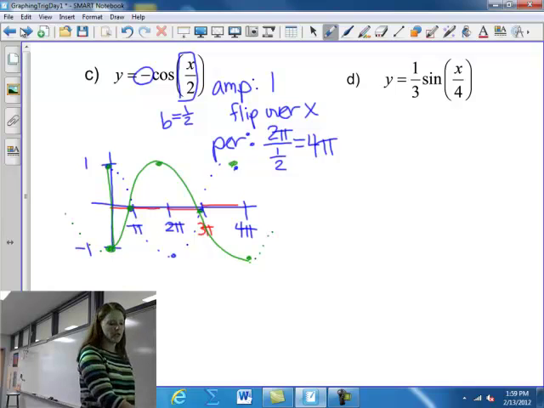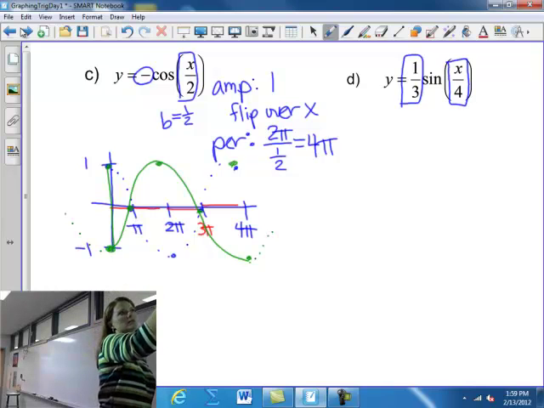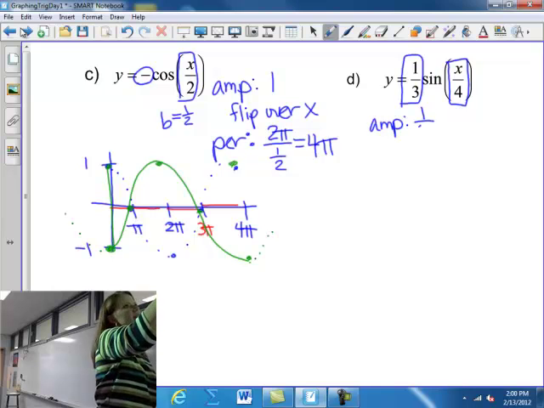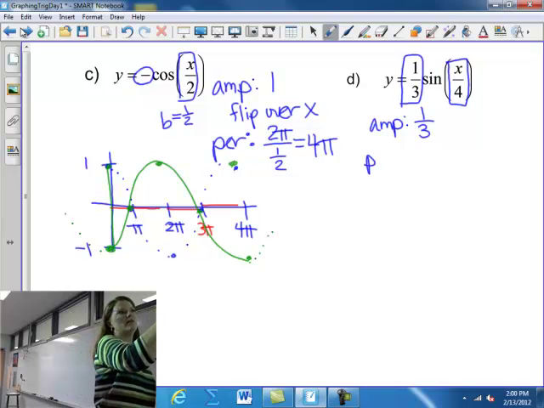Let's look at letter D. We're going to do both an amplitude change and a period change. The number in front of the cosine or sine function changes the amplitude. And it's the absolute value of that every time? Every time. So the amplitude is 1/3. The height of this wave would be 1/3.